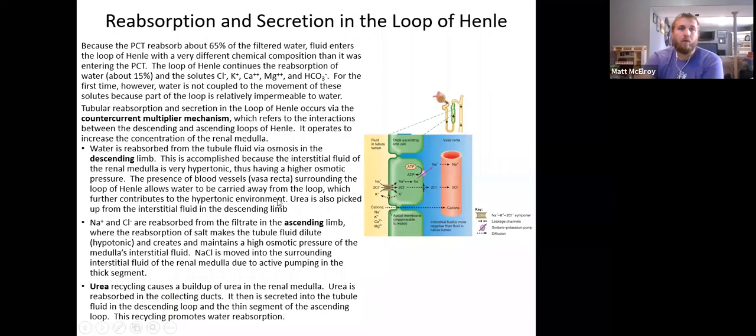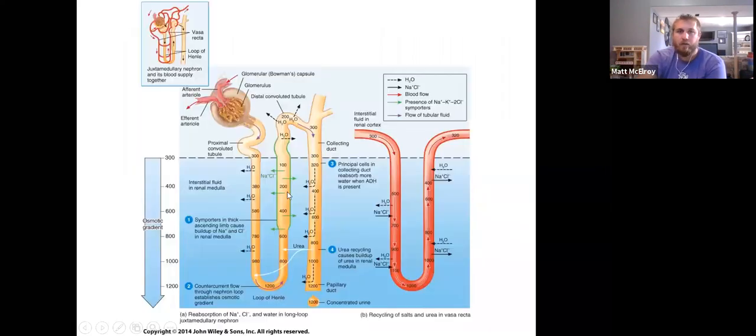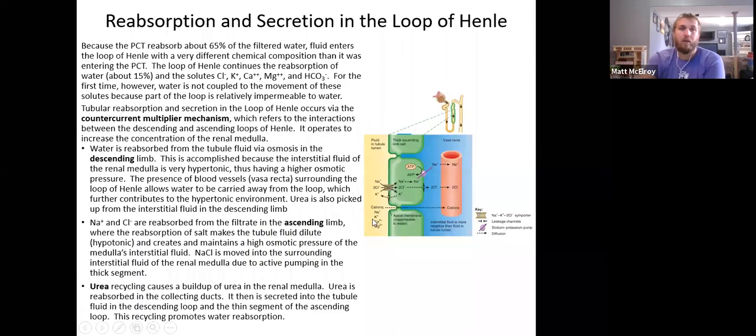Okay. Now, tubular reabsorption and secretion in our loop of Henle occurs via what we call a countercurrent multiplier mechanism. Very complicated sounding name, but it refers to an interaction between the descending and ascending loops of Henle. So, in other words, what's taking place here and here is influencing each other. Okay, more so, what's taking place here is influencing what's taking place here. Okay, oops, wrong way. All right, so let's talk about what's taking place.